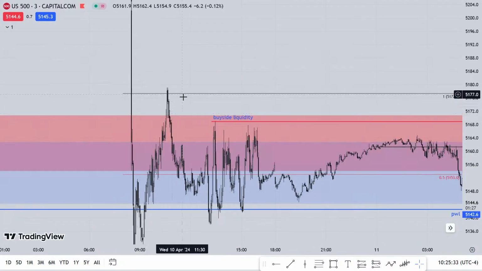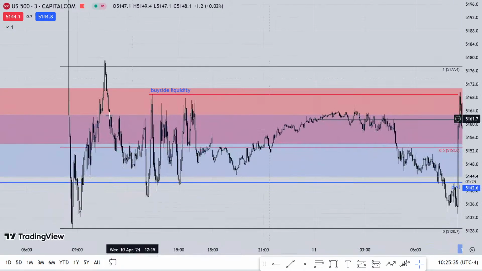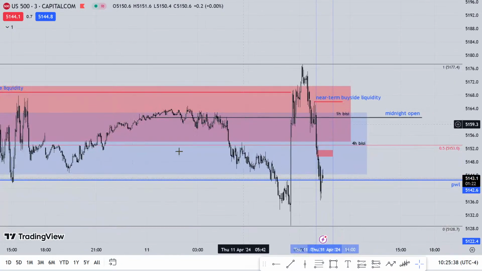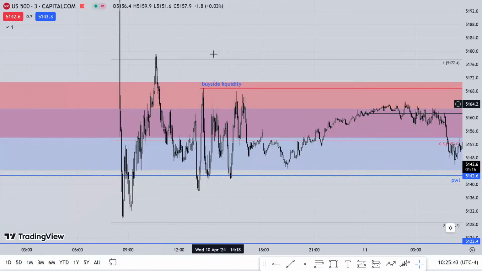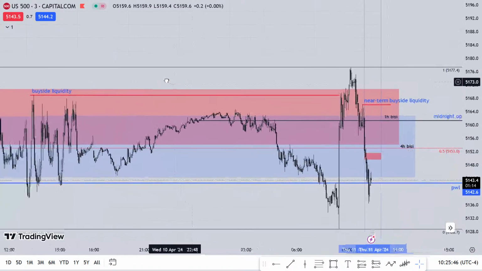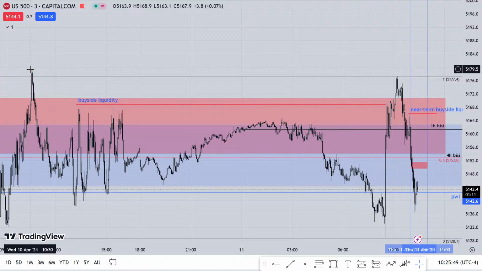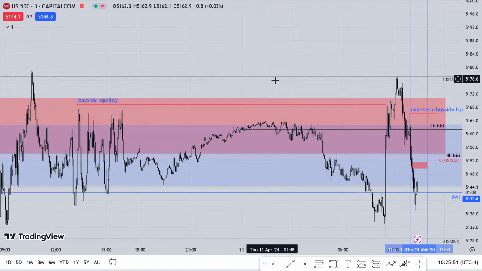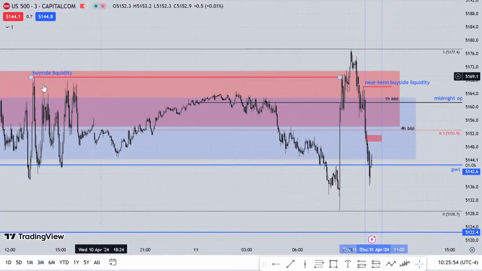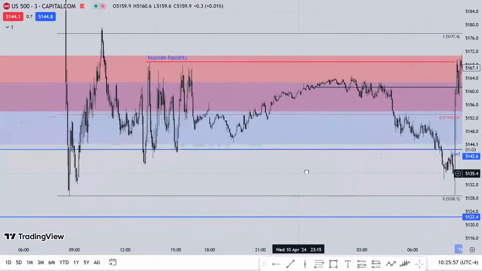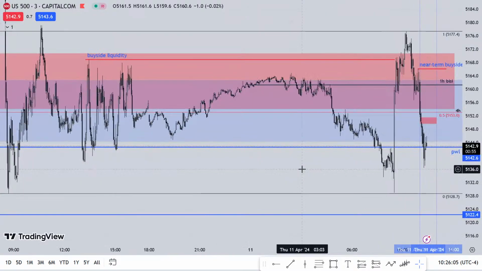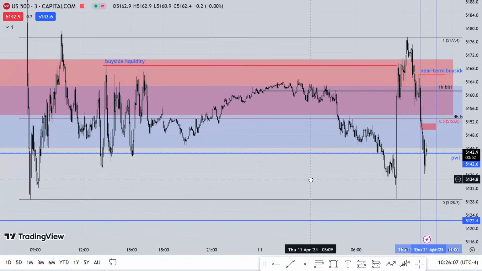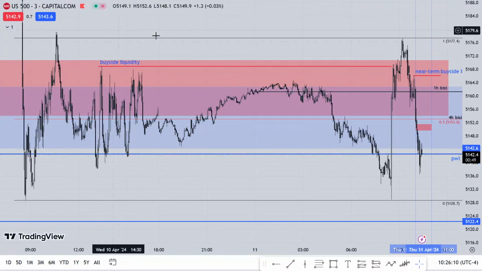After the CPI dropped, we've been ranging inside of these imbalances, which are the 1 hour BC and the 4 hour BC. We've been ranging inside of it. It failed to take out this buy side, and failed to take out this sell side. So this is what we have: the ranging price action.